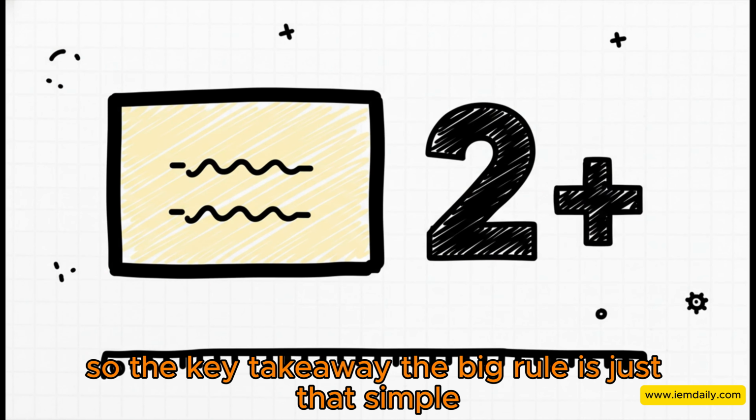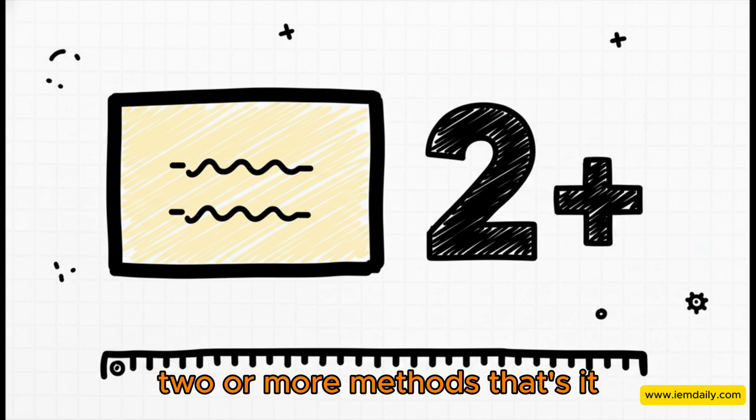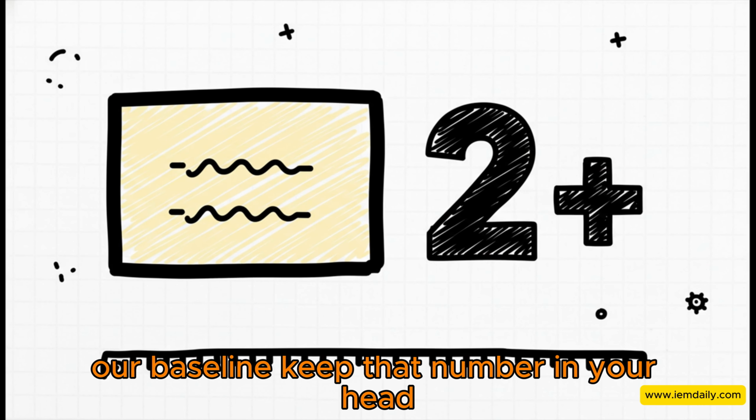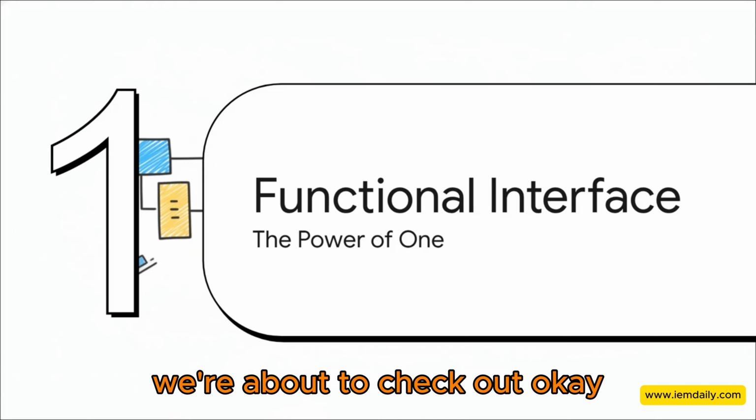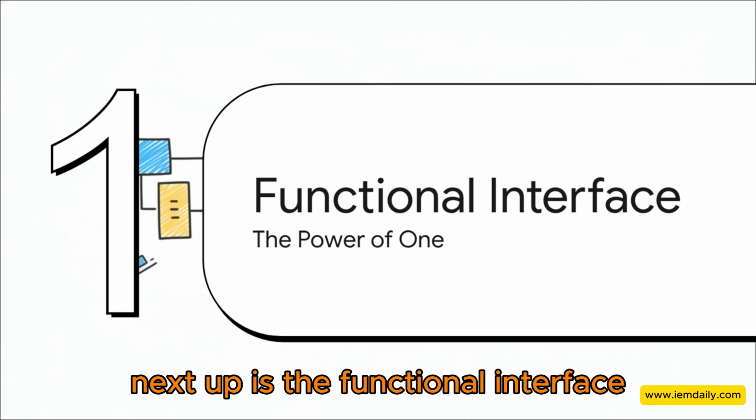So, the key takeaway, the big rule, is just that simple. 2 or more methods. That's it. This is our starting point, our baseline. Keep that number in your head because it's what really separates this type from the other 2 we're about to check out.